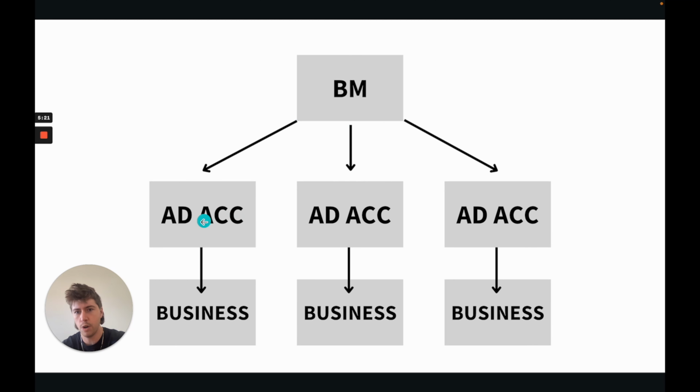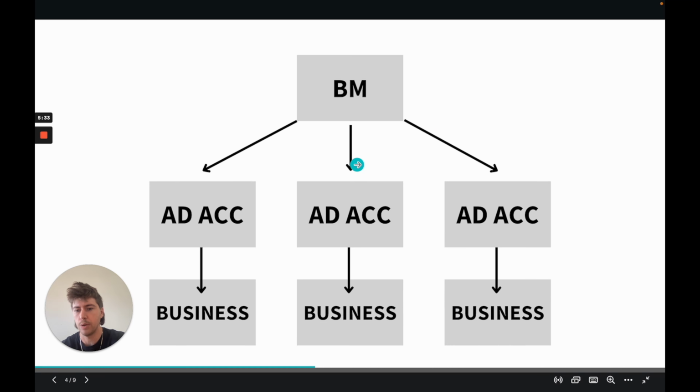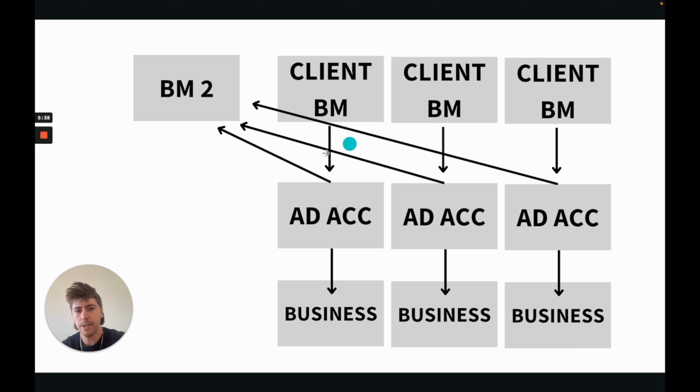So let's just say 2 of these ad accounts went down because your clients had unpaid invoices, or they ran into some trouble. That can spread and impact other businesses which are doing completely fine because the whole business manager gets shut down. In this case, even if these 2 get shut down, this one will be fine because it's unrelated, because they're in different business managers. They've just made you a partner of each of them.